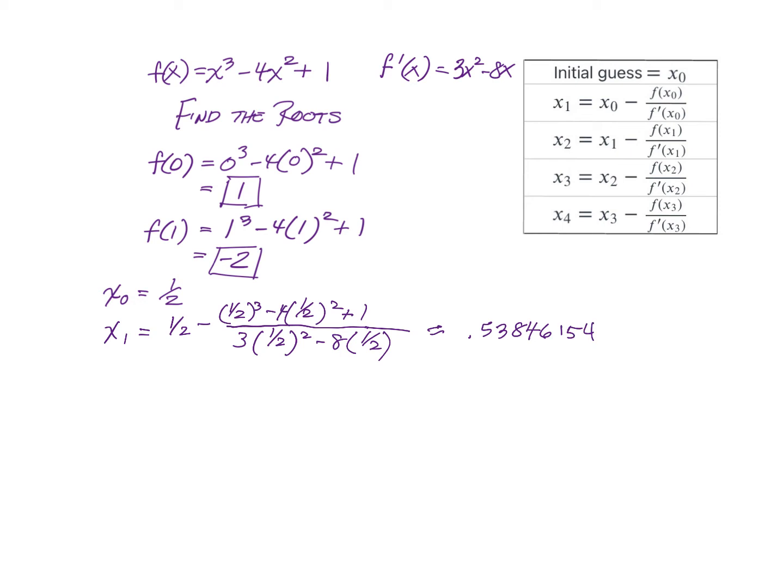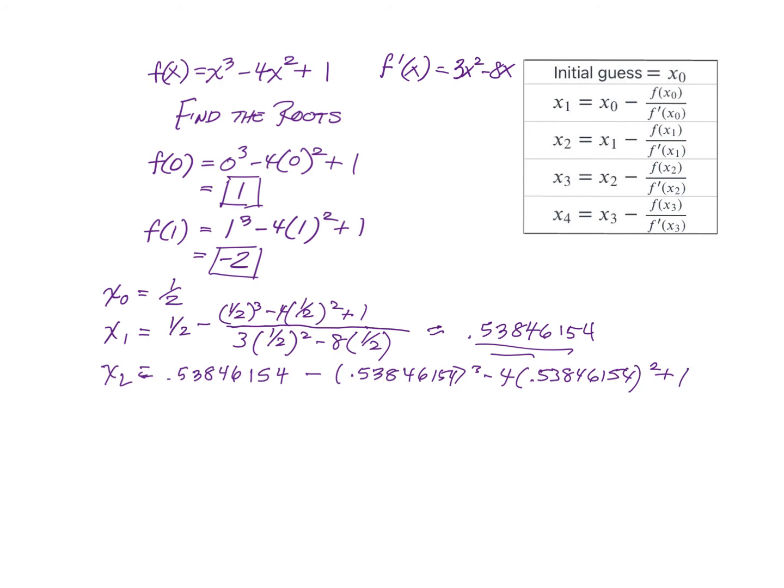And that is going to be my second guess. So the next one is going to be x sub 2 equals, and you plug that value in wherever there's an x. So it'll be 0.53846154 minus, and you do the same for each place, 0.53846154 cubed minus 4 times 0.53846154 squared plus 1.